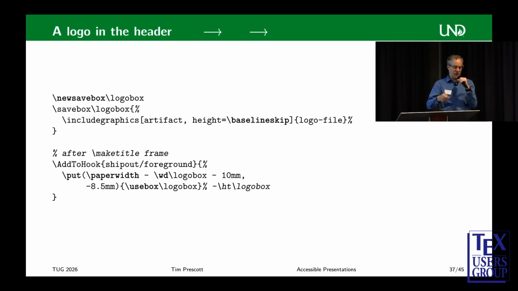From a tagging point of view, using a save box and a use box only works for this image because it is an artifact. If I were trying to tag that thing, I would need to not use a box. I would just need to actually code, okay, every time I ship out, I need to introduce some code. Ulrika was telling us yesterday, if you try and use a box that has tagging multiple times, you will have problems.